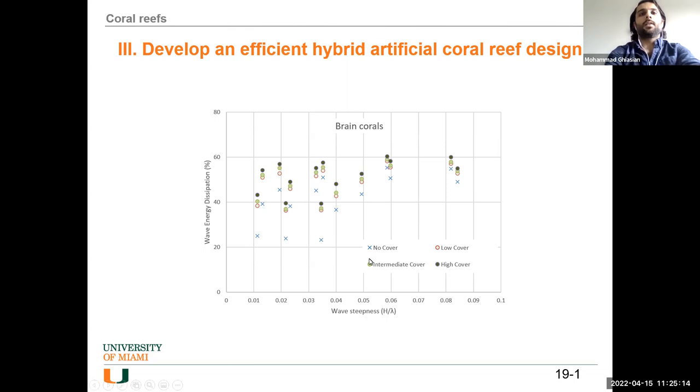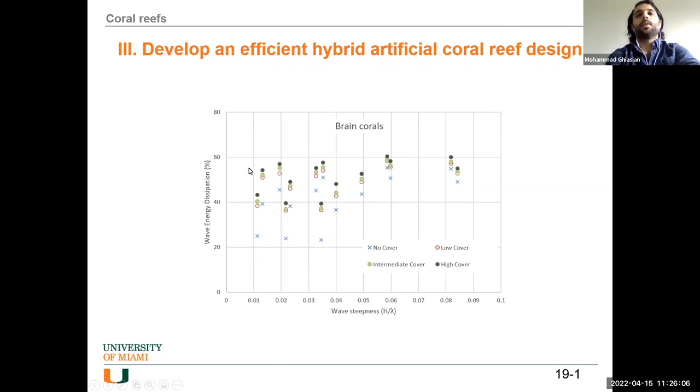However, the cover also is playing another role, and it shows that the more cover that we have for the coral reef model, we get more wave energy dissipation, and it is shown in every condition that we had, which is altering by this parameter H over lambda. So H is the wave height and lambda is the wavelength. The wave steepness is the parameter that we had in the horizontal axis. However, these differences between the wave energy dissipation of the coral reef model in different coral cover is not always similar. And as we have a higher wave height, like this part of the graph, this difference decays more compared to this part.